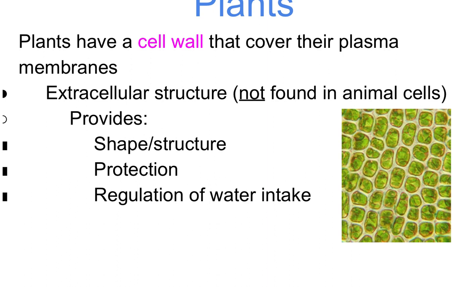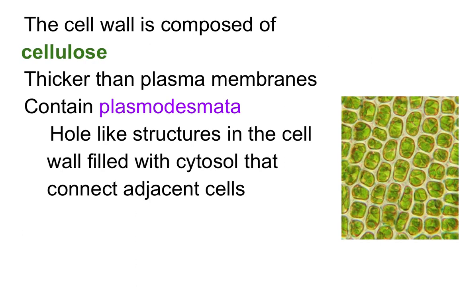But its most predominant feature is that it will regulate the intake of water, and that it of course provides this structural shape. The cell wall is comprised of cellulose, and it's significantly thicker than the plasma membrane itself. It contains the plasmodesmata, which are these little hole-like structures in the cell wall. They're filled with cytosol, and they connect adjacent cells.